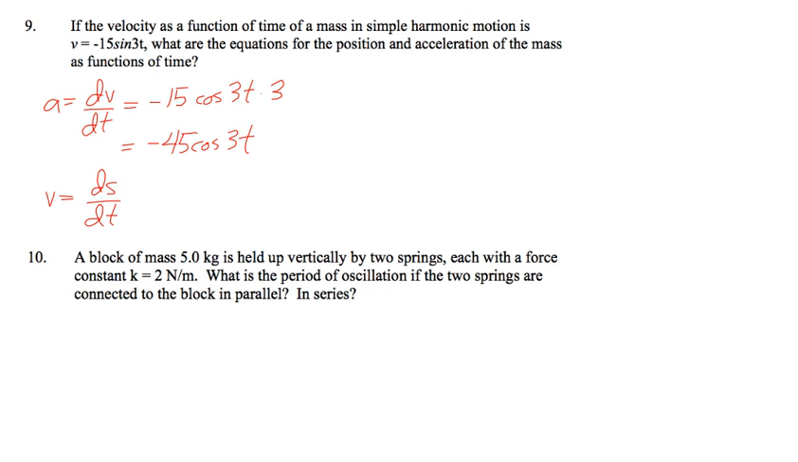Now, in that formula my unknown is s. I already know what v is. So this equation has to be rearranged to have ds equals v dt. So when I write it again, ds equals, and I'm going to replace v with what v is. So v is minus 15 sine of 3t dt.